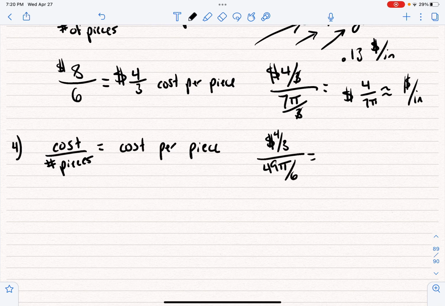Yikes. If we multiply the top and bottom by 6, that would give us $8 over 49 pi. Okay, and that is in dollars per square inch. And so picture a square inch. A square inch is like the size of a postage stamp, okay? So what this is saying is, every postage stamp chunk of pizza is that much money. Whether it's 0.05 something, then that would mean it's about 5 cents. Or if it's 0.23, then it's about 23 cents or whatever.